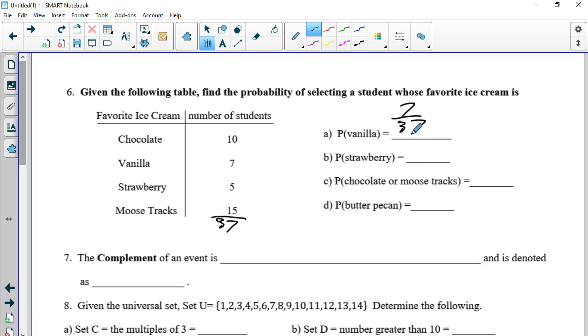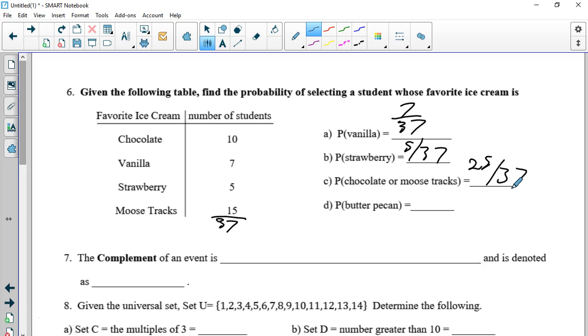Strawberry. There's 5. Out of how many? 37 again. Chocolate or moose tracks. In that case, remember, we're adding them. Because I don't care which one. I just want chocolate or moose tracks. So that's 10 plus 15. That's 25 out of 37.